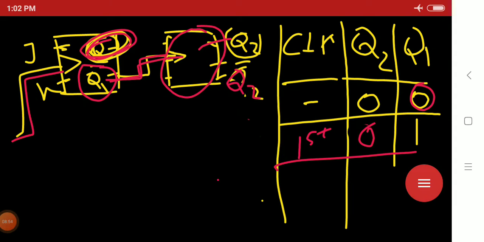That means for the first clock pulse, we are getting Q1 is 1 and Q2 is 0. That's the thing.